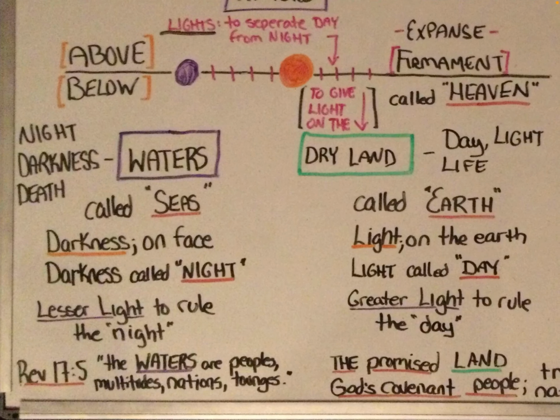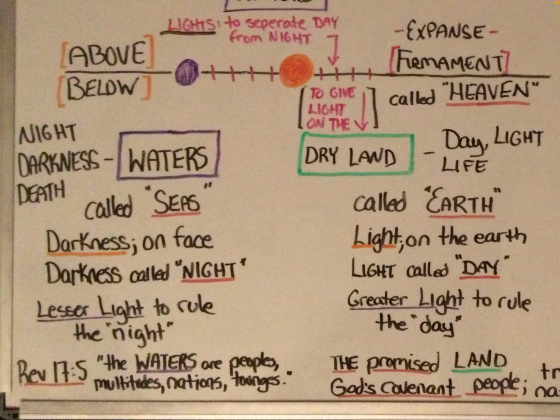And what do we have? We have the night, the darkness, which is death. And we have the waters being associated to that as darkness was on the face of the waters. Now these waters were called the seas. And so the darkness was on the face of the seas, and the darkness was called night.